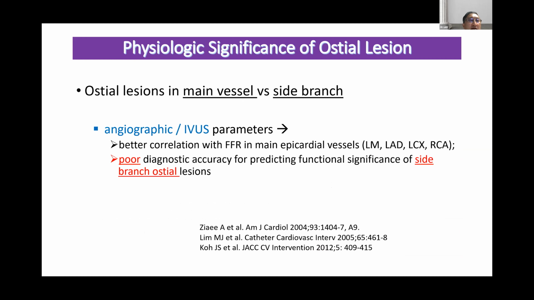We should also remember that the angiographic and the IVUS parameters have a better correlation with the FFR in the main epicardial vessels, the left main, LAD, circ, and the RCA. But they have a very poor diagnostic accuracy for predicting functional significance of side branch ostial lesions. I think this is perhaps a very important point for all of us to remember, that for the side branch ostial lesion, the angiographic and the IVUS parameters correlate poorly with the physiologic parameter.